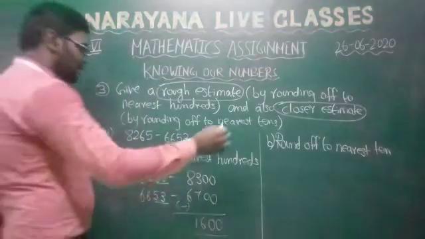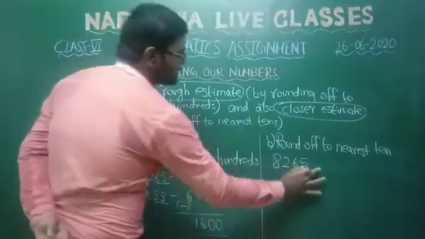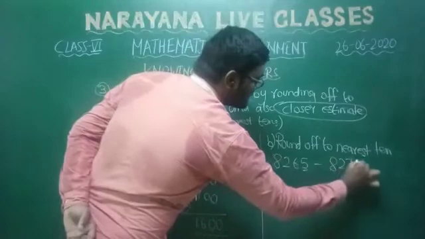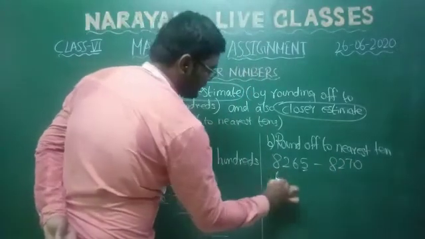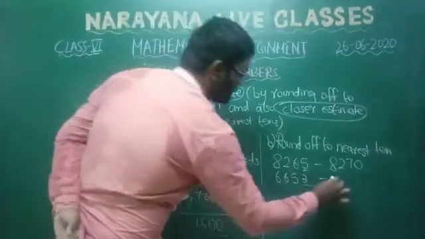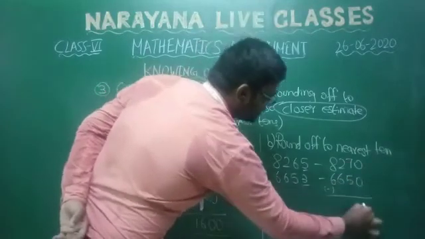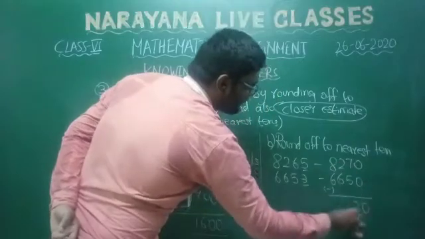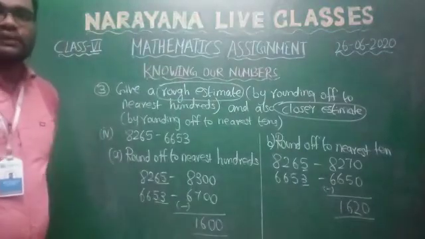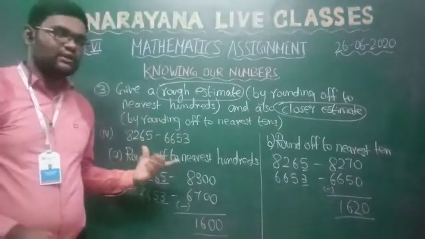Similarly, if you are rounding to the nearest 10, 8,265. So 5 also we should consider as rounding up to the nearest tens only. You will get 8,270. Then 6,653. Here it is less than 5, so it will round down to 0, 6,650. If you subtract, you will get 0, 2, 12 minus 6 it is 6, and you get 1,620. So in your worksheet, I think the question has a mistake. Kindly check it out.